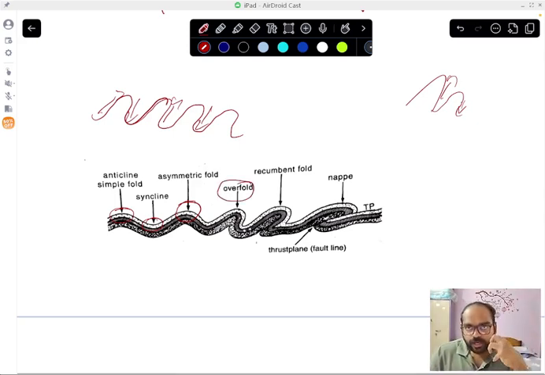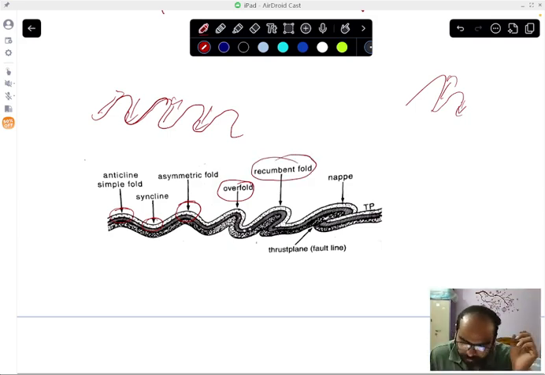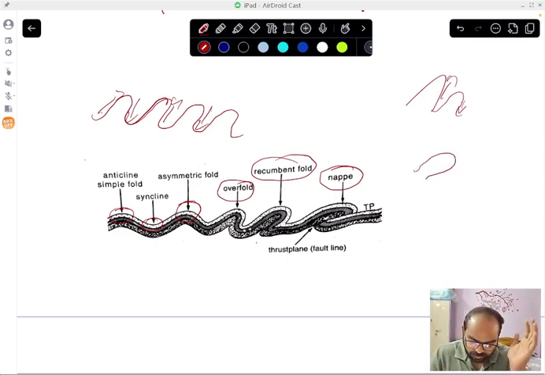Okay, and further compression results in recumbent fold. And the extreme form of compression leads to nappe. Nappe is nothing but, due to gradual compression, we cannot see a gap between the folds. The gap gets reduced from simple fold to nappe. We can see the gap gets reduced, and it will appear something like this. It is called a nappe.